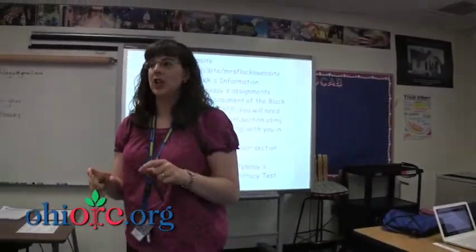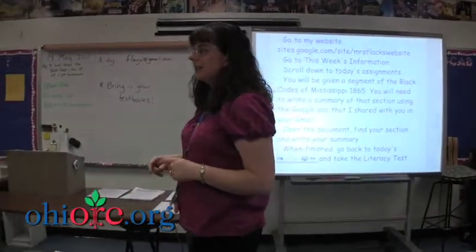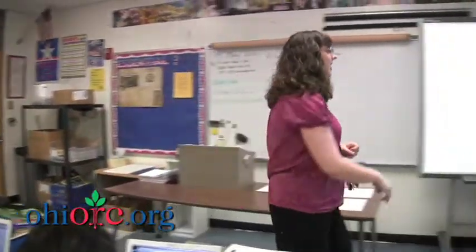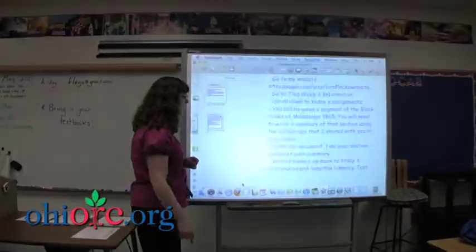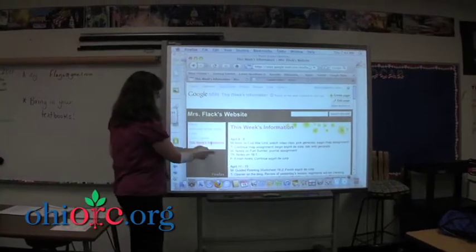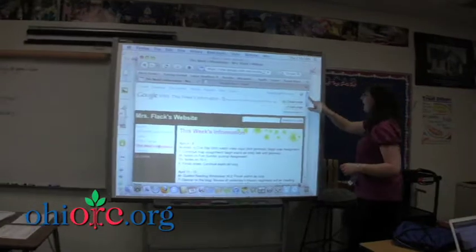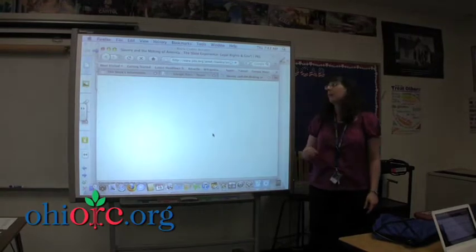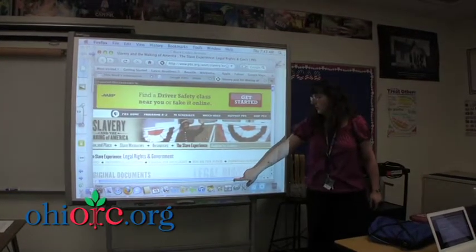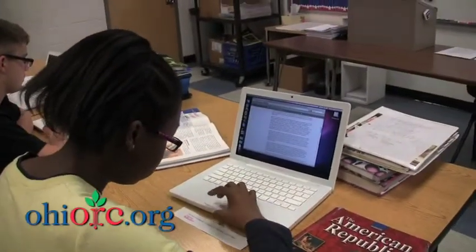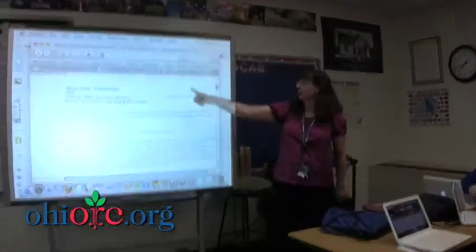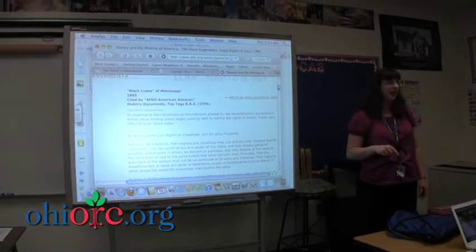Section of the Mississippi Black Codes of 1865. You are going to be responsible for that specific section. Now, where are you going to find that section? If you go to my website, to this week's information and scroll all the way down to the bottom, this website right here is going to take you to the primary document. Click on the first one, the one that has PBS on it. You should see right up here the Black Codes of Mississippi of 1865.